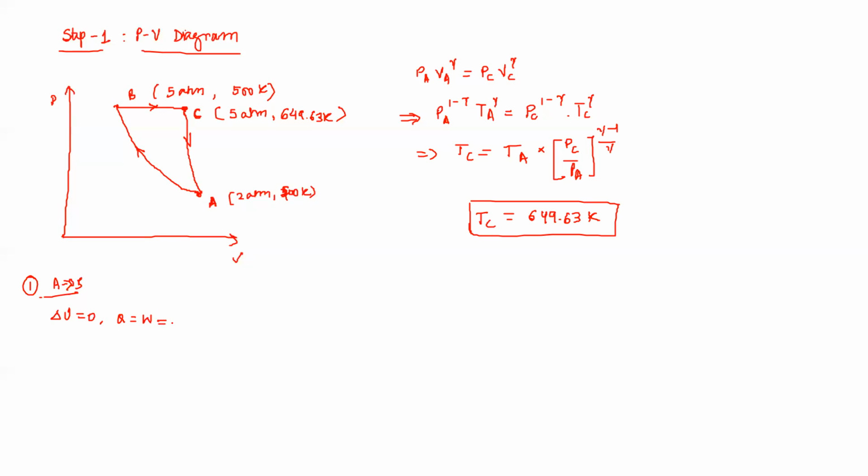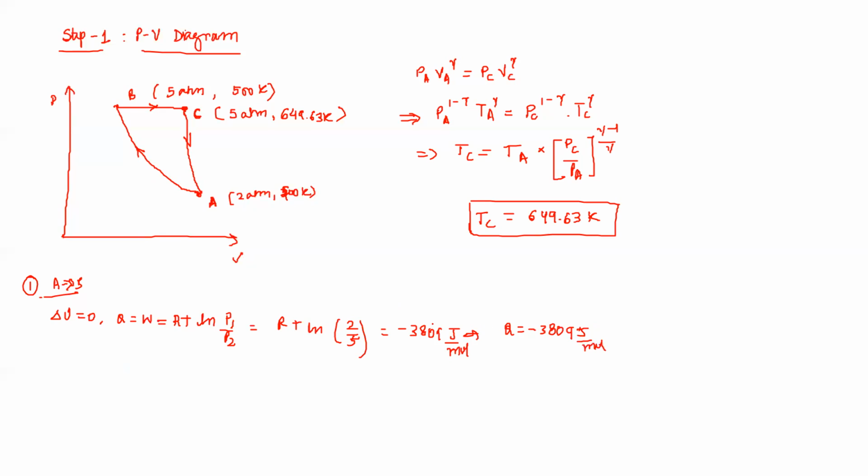And work done in an isothermal process is equal to RT ln P1 by P2. So that means PA by PB, right? So that is RT ln 2 by 5. So we get work done is equal to minus 3809 joule per mole. So heat added would be equal to minus 3809 joule per mole.